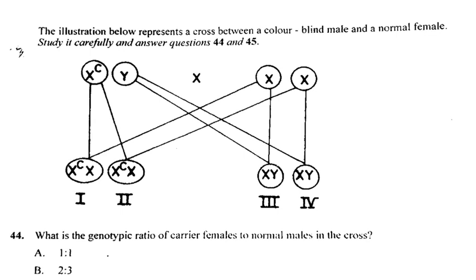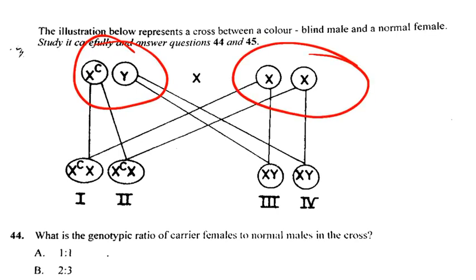This is a cross, like the question said, between a color-blind male. This is the genotype of a color-blind male, and this is the genotype of a normal female. The genotype of a normal male is XY. This you should remember. The genotype, I repeat, of a normal male is XY.